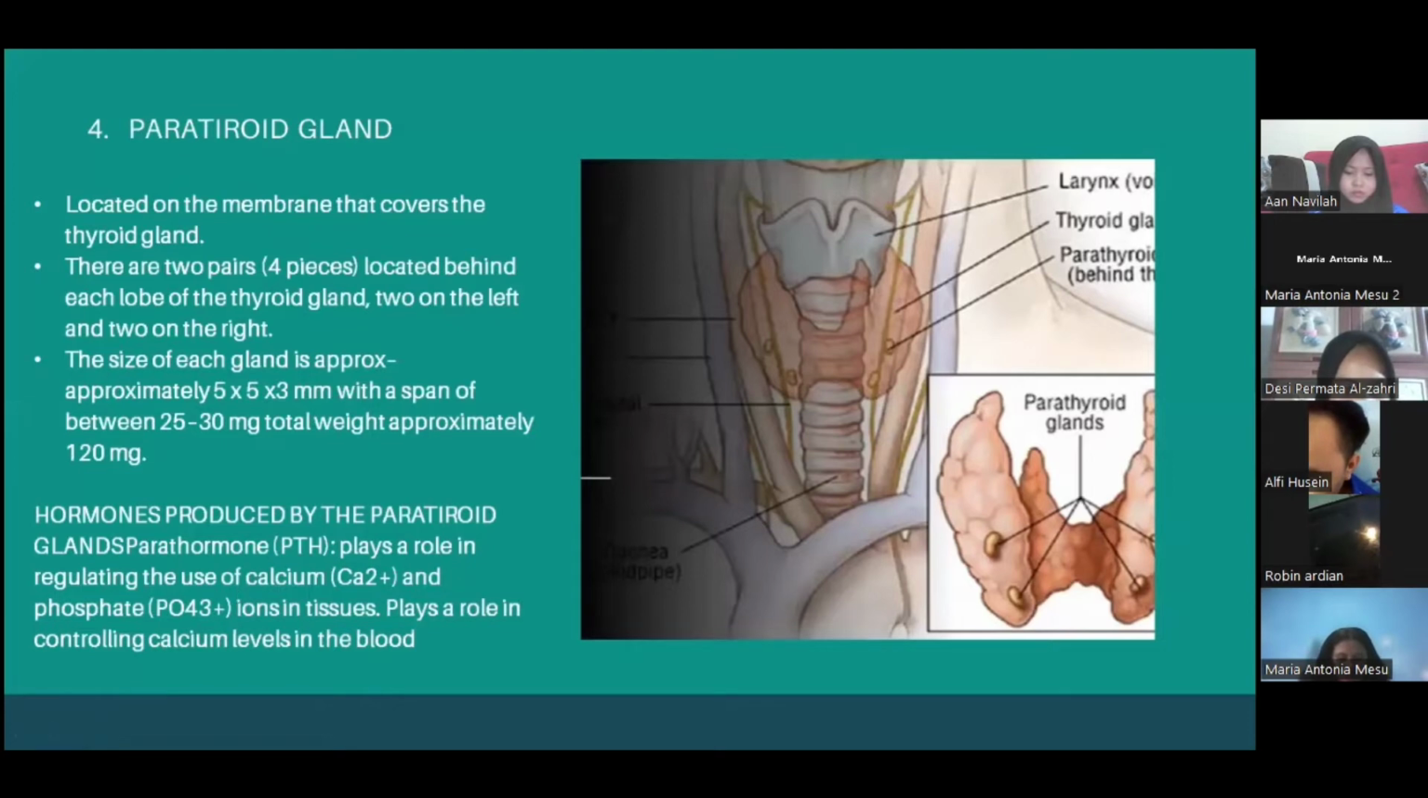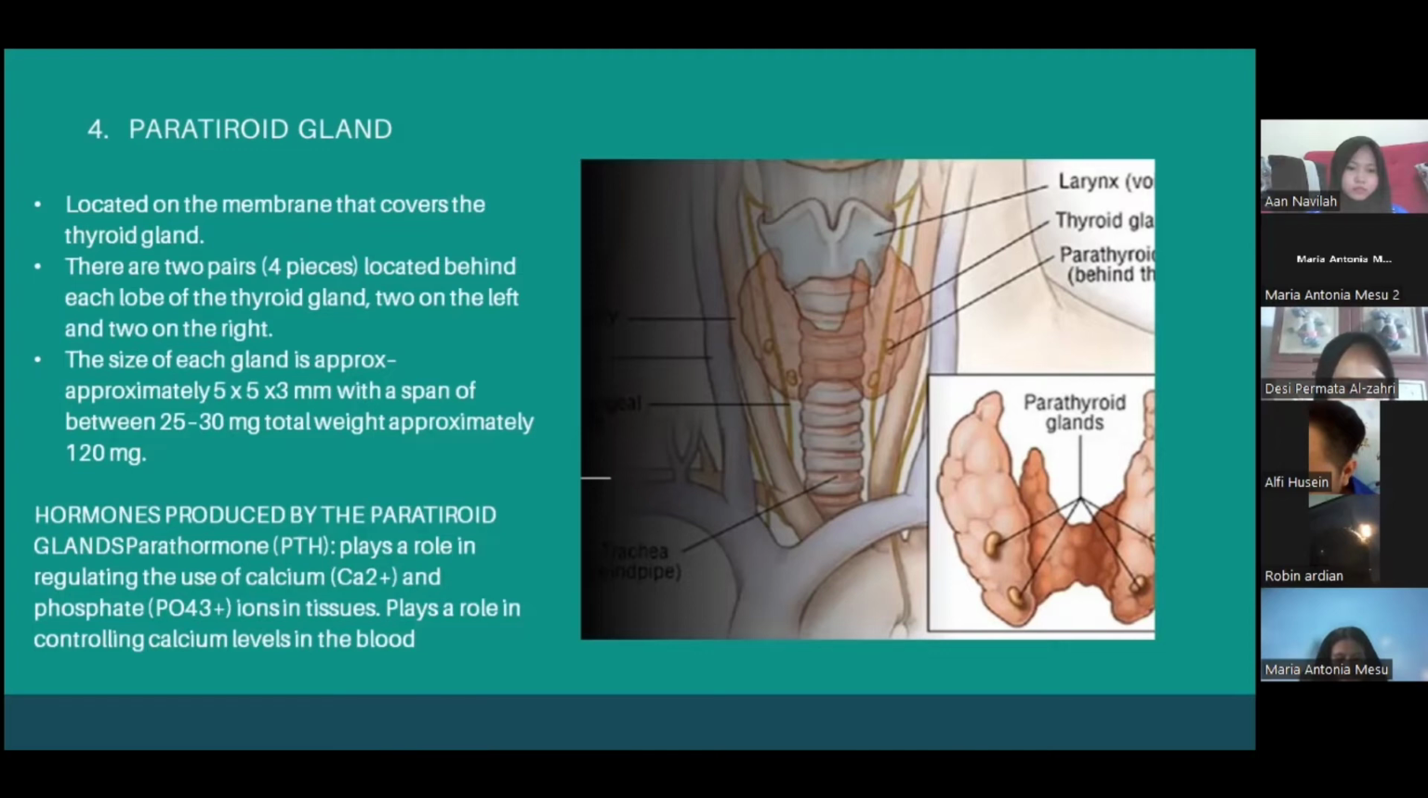Parathyroid glands. Located on the membrane that covers the thyroid gland. There are four pieces located behind each lobe of the thyroid gland, two on the left and two on the right. The size of each gland is approximately 5 times 3 and connected to the network.